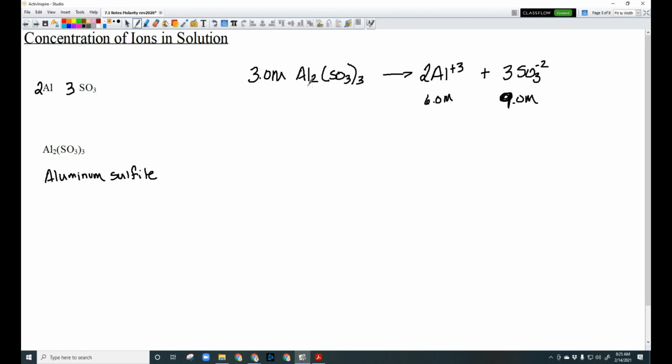And because it's a 1 to 2 to 3 ratio in this equation, we have to make sure we double that concentration for the aluminum ions when it dissolves, and then triple for the sulfite. And that's true of any ratio of the soluble compound.